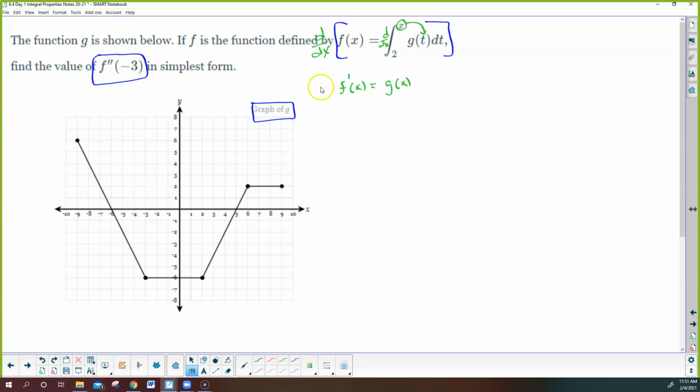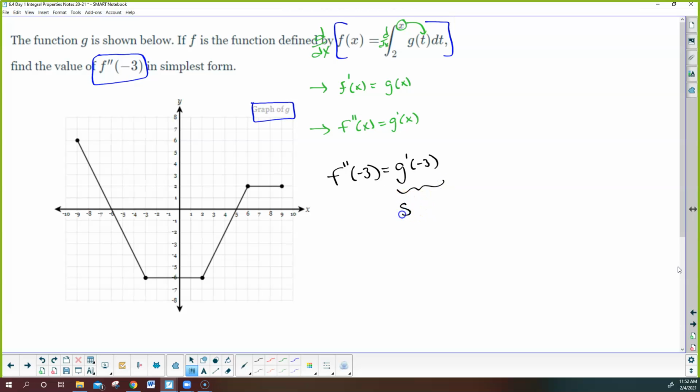Well, now I need to take the derivative of this again, so I need to take the second derivative of f, which is really the derivative of g. Okay? Now, if I was doing this as a question, I need to indicate both of what I just did. That's how you know the connection. So then, my final answer here is, what is f double prime at -3? Well, f double prime at -3 is equal to g prime at 3.